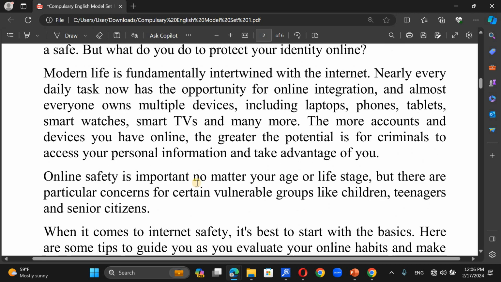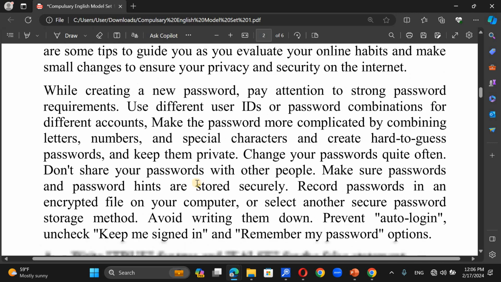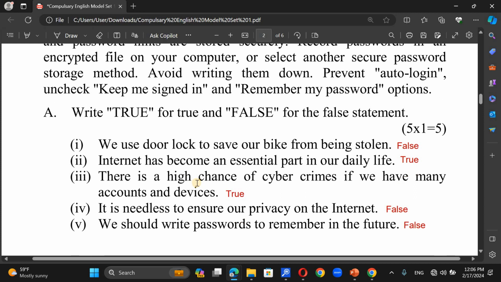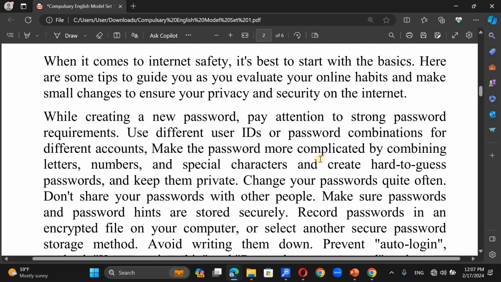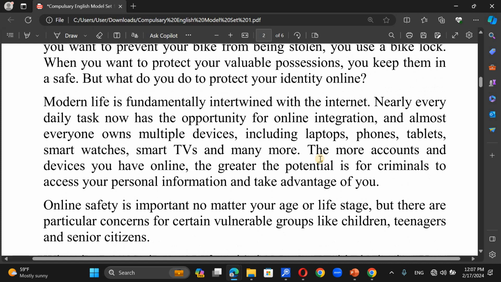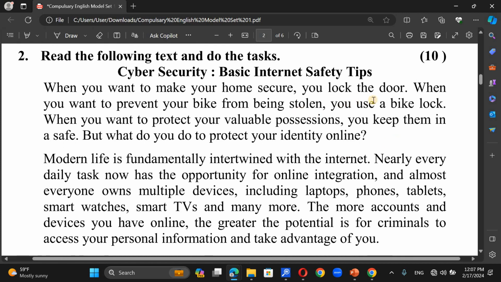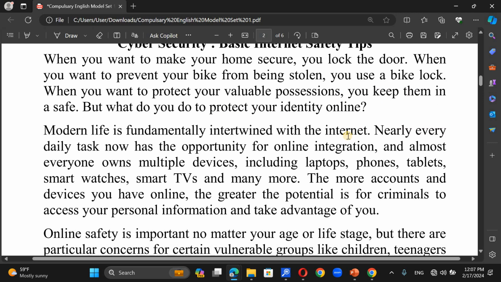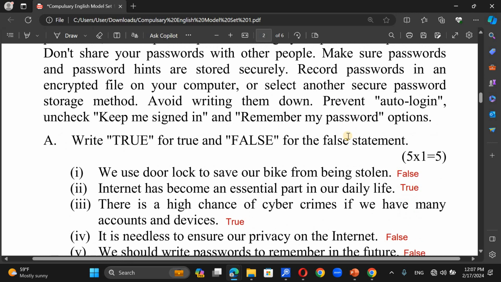So let me answer the questions, and I will also focus on the text. We use door lock to save our bike from being stolen. This is false because we use bike lock to secure our bike, not the door lock.